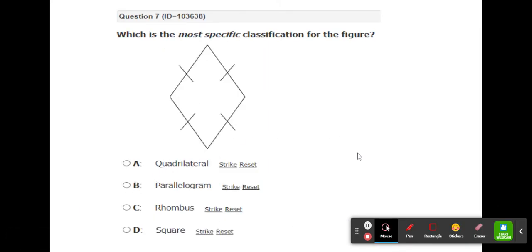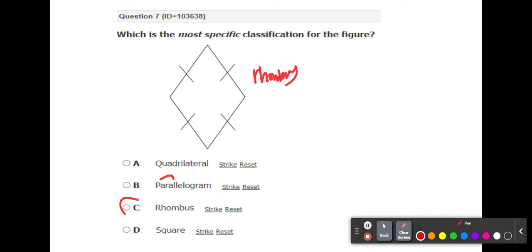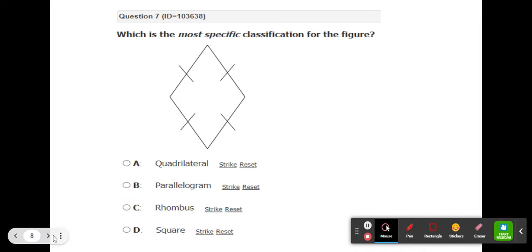Which is the most specific classification for this figure? All four sides are equal, but it doesn't have four 90-degree angles. So that means that the best name for this is a rhombus because it has four equal sides, right? So it can't be a square because it doesn't have 90-degree angles.